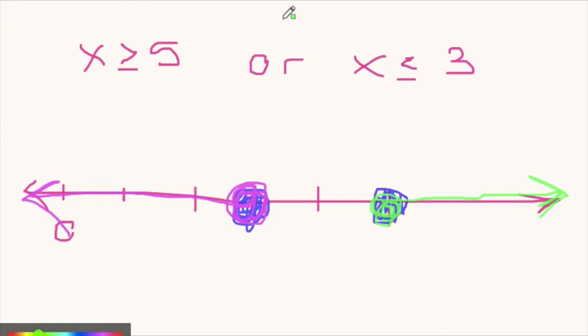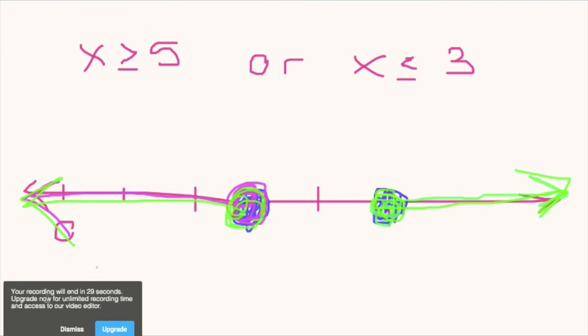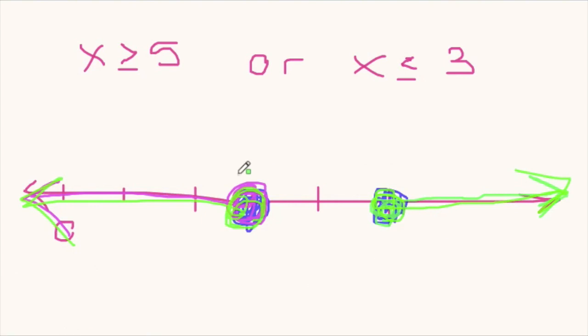So with an "or" question, this is going to be our answer. This is how it looks. There's going to be a line, an inequality right here, and an inequality right here. And what this means is our answer is either going to be over here or over here, but it can't be anything in between these two numbers.